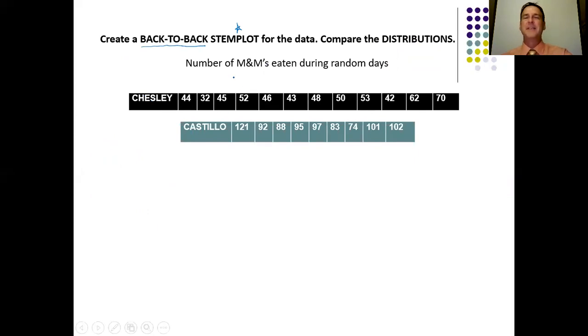Okay, this is the amount of M&Ms that these teachers have eaten during any one day. And these are random days. And so here's what I need to do. I'm going to do the same thing as before.